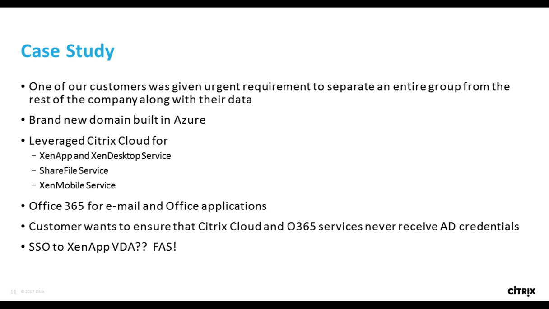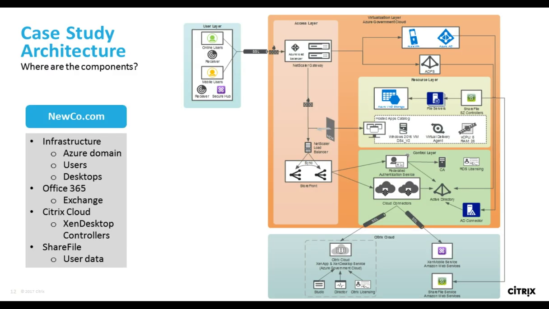The customer wanted to ensure that the Citrix Cloud and the O365 data never received or sent any sort of Active Directory credentials. Well, we could do that with SAML without too many issues. However, any sort of SSO to the XenApp VDAs really posed a problem. So how will we do that? Well, you'd enable federated authentication services to do so. So what we ended up doing was replacing a few components, and you'll see the architecture here.